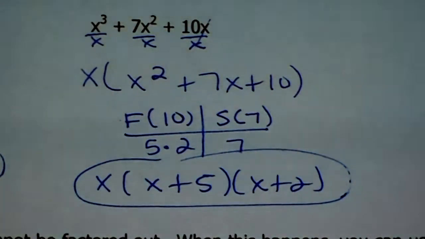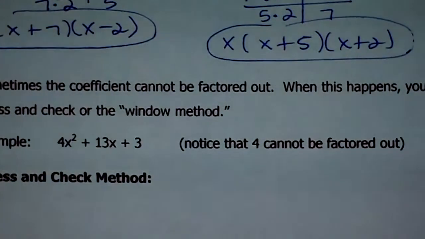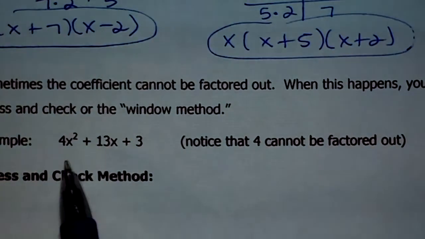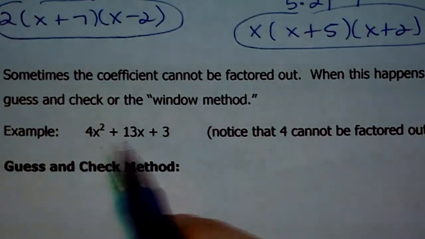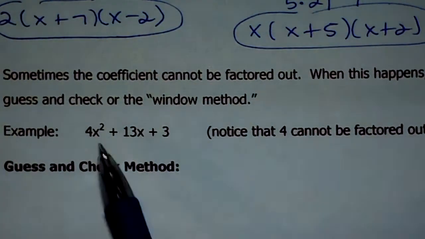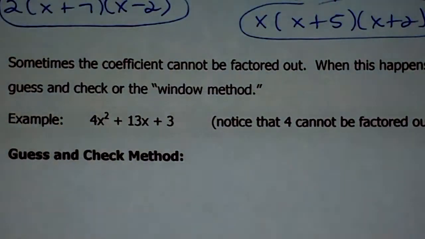Okay. Now sometimes you cannot factor out that coefficient. Look at this. I have 4x squared plus 13x plus 3. And of these other terms here, the only term that's divisible by 4 is this first one, right? So I can't factor out the 4. That means we need another method to factoring this thing.